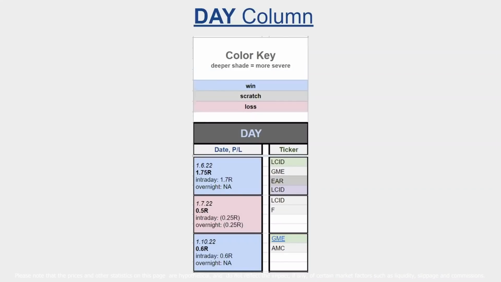So this is the day column. Pretty self-explanatory, but you can see the color-coded key there, where I'm basically taking, on the left, the P&L for the day, and then breaking it down intraday and overnight. And then on the right, I'm listing the tickers that I traded. And then that starts bleeding into the other sections. The way I'm color coding is pretty simple. It's just whether I won, scratched, or lost. That way I can see as a whole how these things are adding up for me.